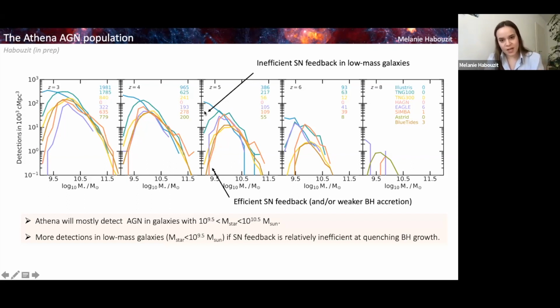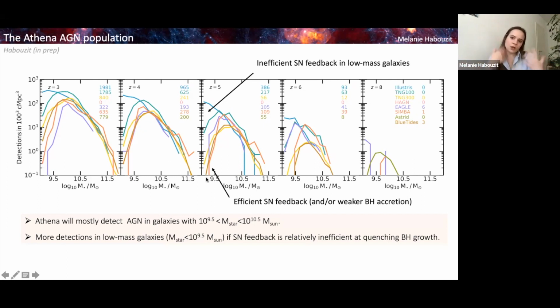So in that case, it will really lead to a large number of detections in those low mass galaxies. The number is so large that, of course, with just Athena, we will not have the stellar mass of those galaxies, but this large number here will also appear in the raw detection number, independently of the stellar mass here.